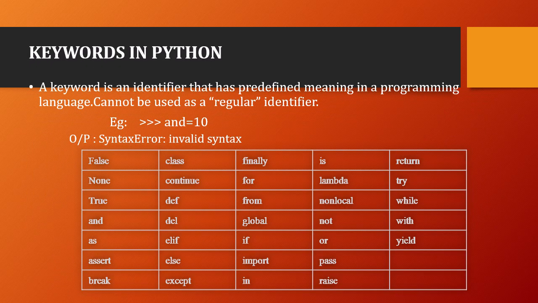Keywords in Python. A keyword is an identifier that has a predefined meaning in a programming language and cannot be used as a regular identifier. So if we write a keyword such as 'and = 10', it will give a syntax error, so it is invalid syntax. The keywords available in Python are False, class, finally, None, continue, for, is, lambda, return, try, del, and, if, else, elif, in, etc.